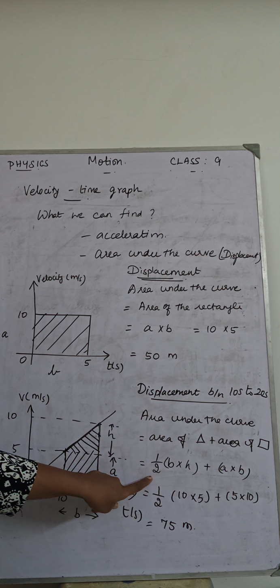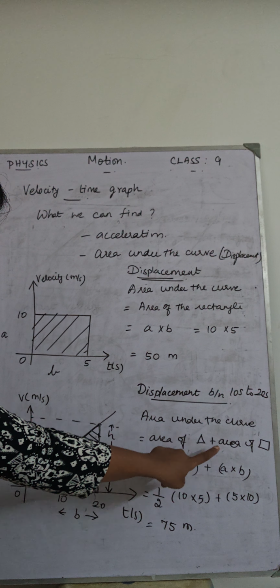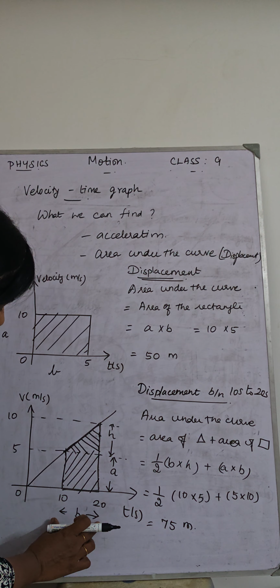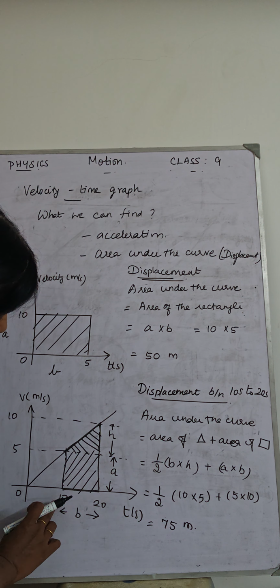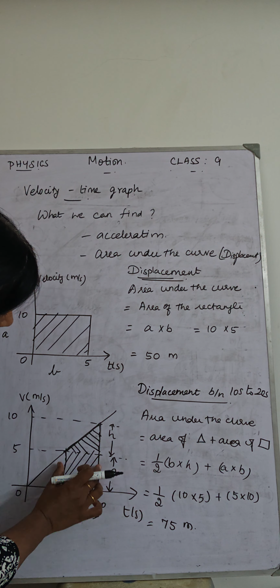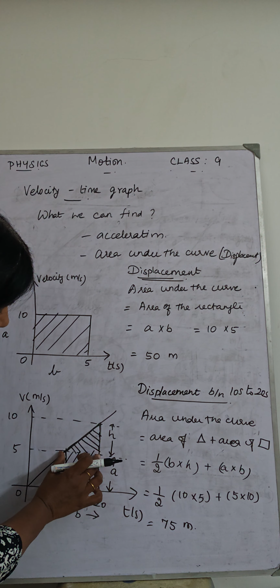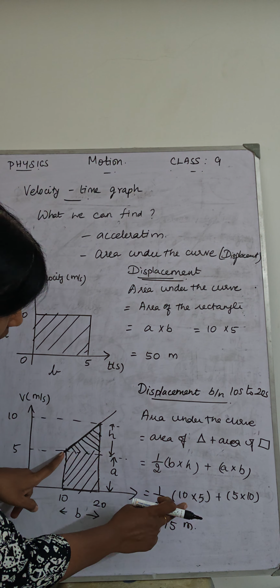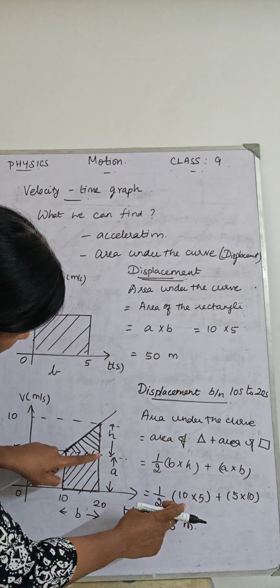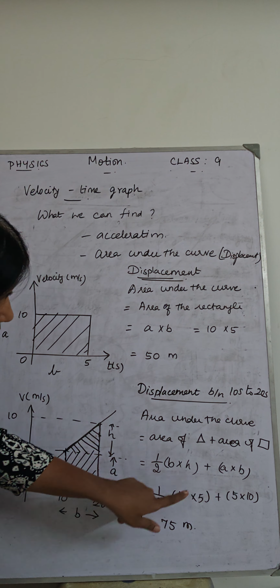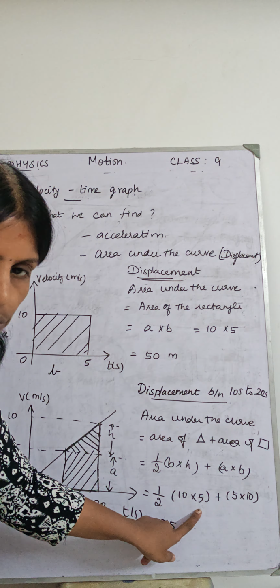Area of the triangle, we know the formula, half into base into height, and area of the rectangle is A cross B. So substitute the values here. What is the difference? Base is 20 minus 10, which is 10. So if this is 10, what about this? This is also 10. Here also you will have the value 10 only. So half into base, which is 10. The height, what is the difference? 10 minus 5, which is 5. So half into B into H is half into 10 into 5.